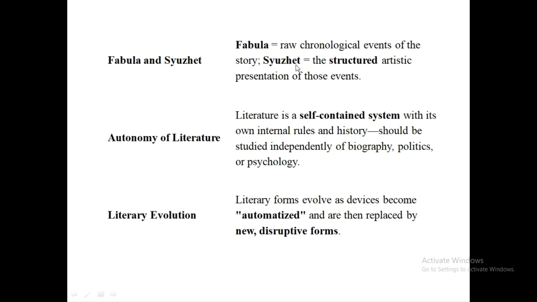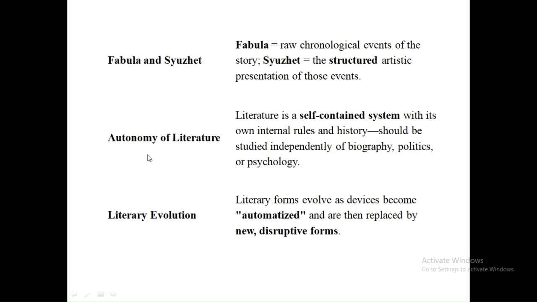And sjuzhet is the structured artistic presentation of those events. The chronological order of events of a story is fabula. Sjuzhet is the structured artistic presentation, how the story is presented, how the plot is structured and arranged artistically. That is sjuzhet. These two concepts are also very important in Russian formalism.